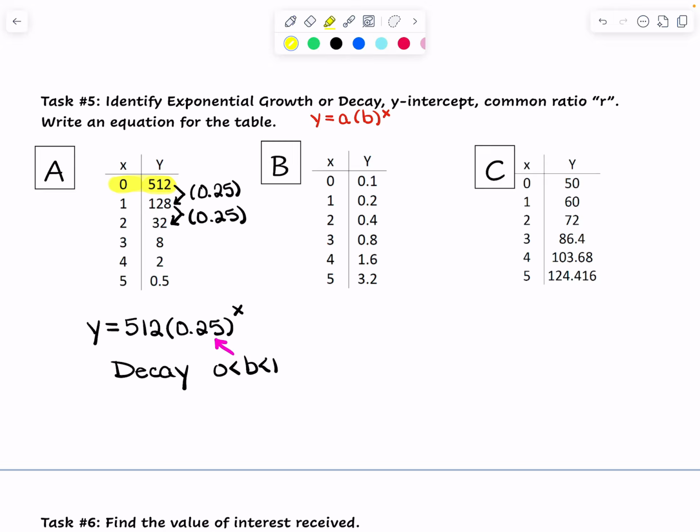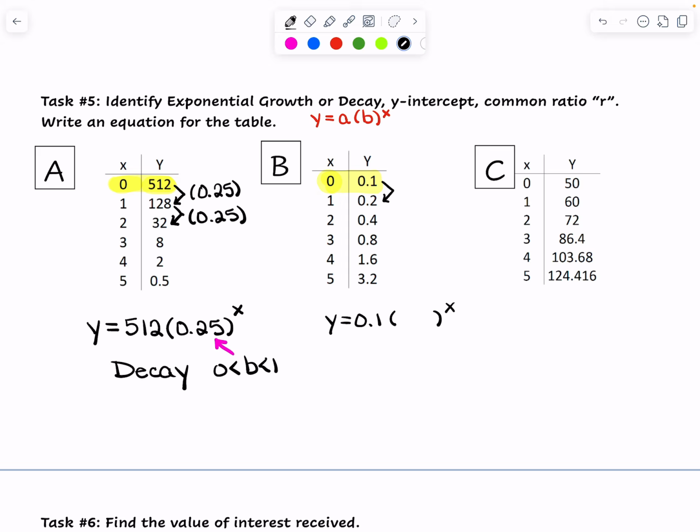What's our y-intercept? It's not going to be the first one on the table unless the first one on the table has a 0 for x, and in this case it does. So our y-intercept is 0.1. So when we write our equation, we write our y-intercept first. So y equals 0.1. To find the common ratio, we are going to look at these values here.